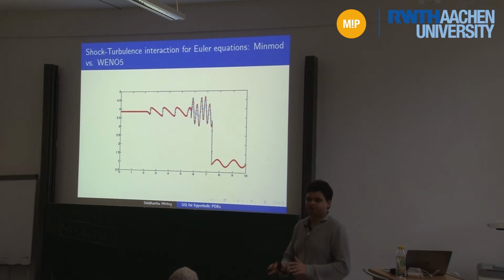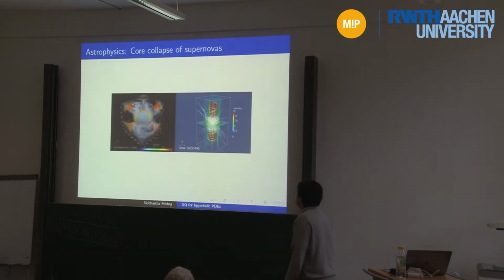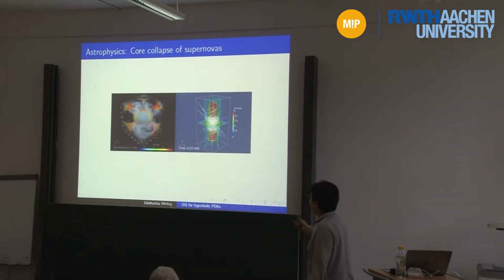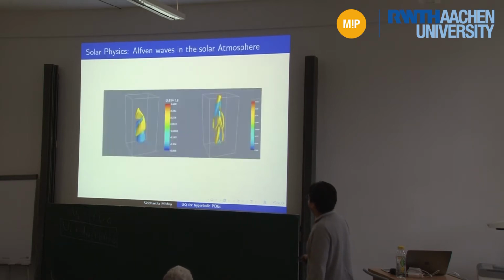So if you know the uncertainties, or there are no uncertainties in the system, then there are good numerical methods available. For instance, in my group, we can do core collapse of supernovas. This is with the magnetohydrodynamic equations, so very complicated fields, magnetic field and so on. You can do things like waves in the solar atmosphere. So you can see these kinds of spiral waves, this is again with the magnetohydrodynamic equations in 3D.